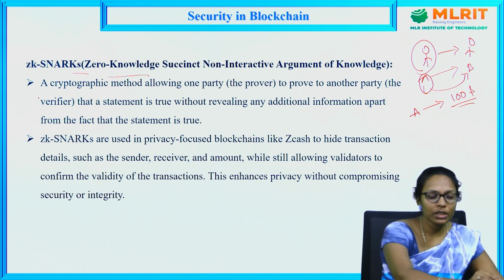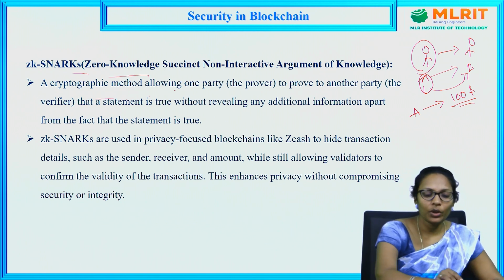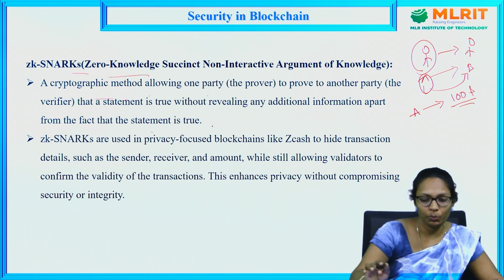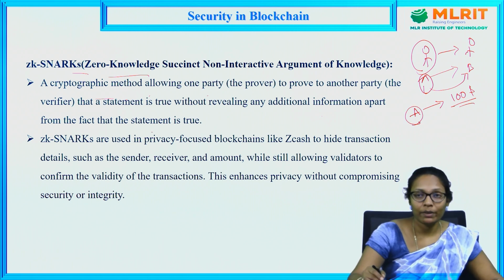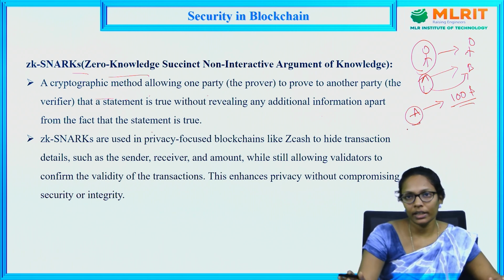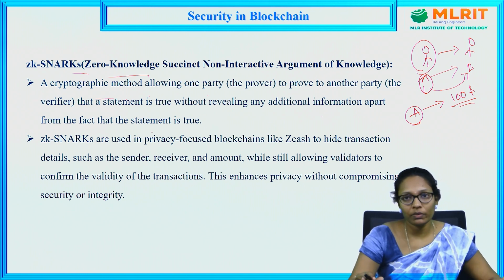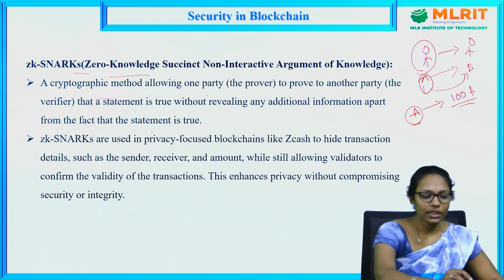Zero knowledge is a cryptographic method allowing one party to prove to another party that a statement is true without revealing any additional information apart from the fact that the statement is true. So what A wants to convey is that he got 100 bitcoins in his account. How he got all those things, he is not going to reveal, but he has to prove that he got those 100 bitcoins in his wallet. So that is nothing but zero knowledge.